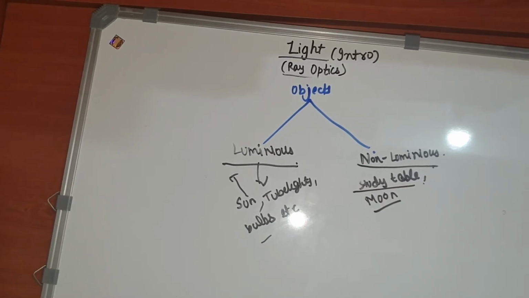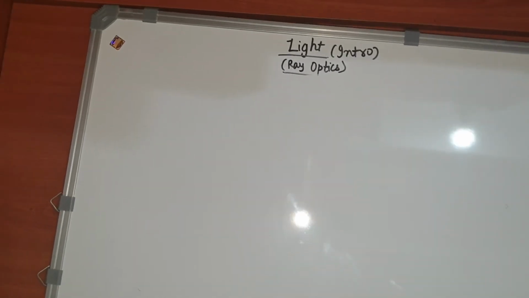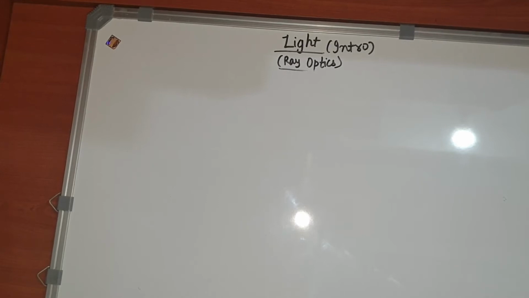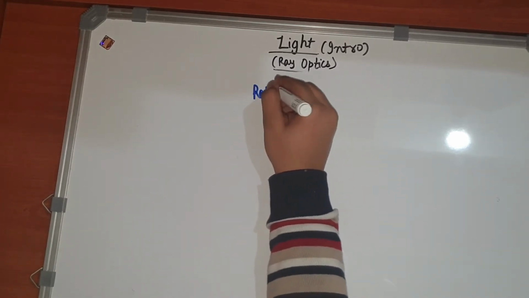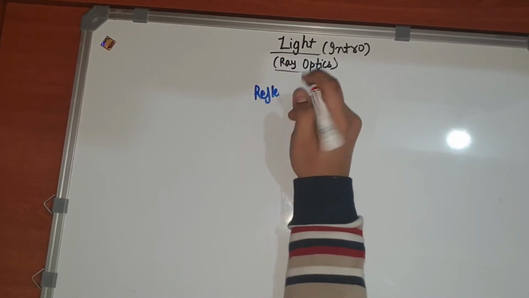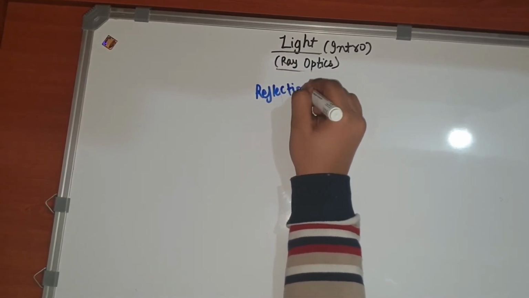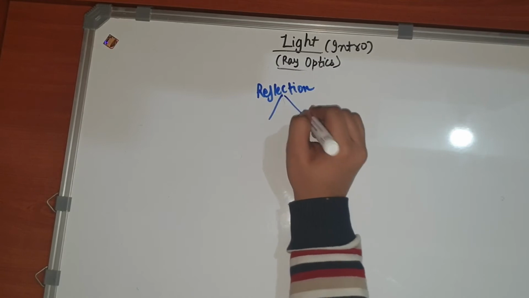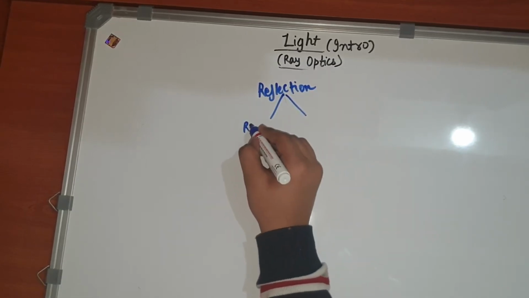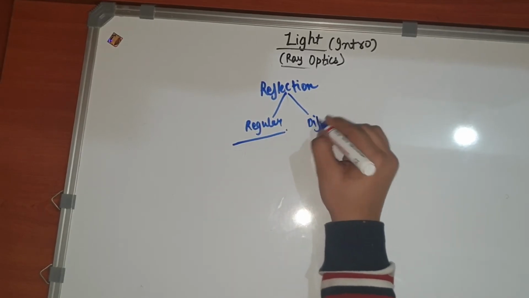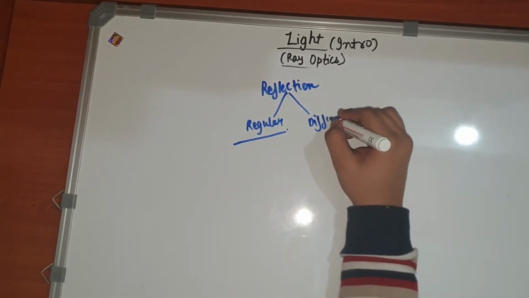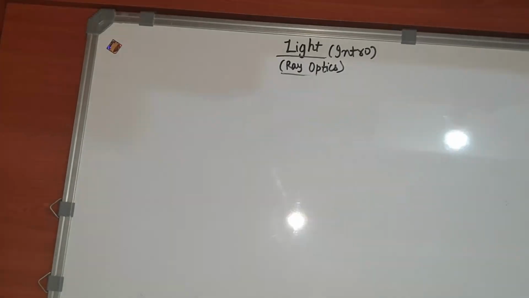Let's proceed to the next topic, which is reflection of light. There are two types of reflection, regular and diffuse. Now I will discuss regular reflection. Diffuse reflection I will discuss later on. So let's discuss regular reflection.